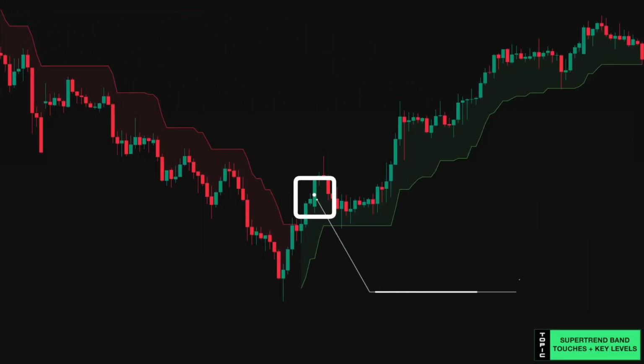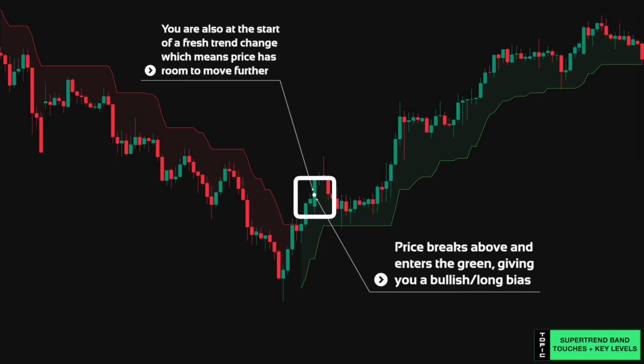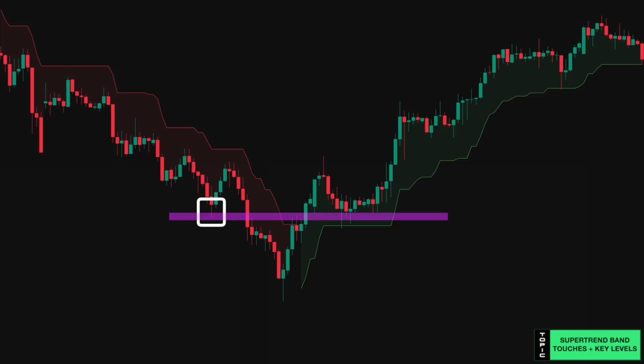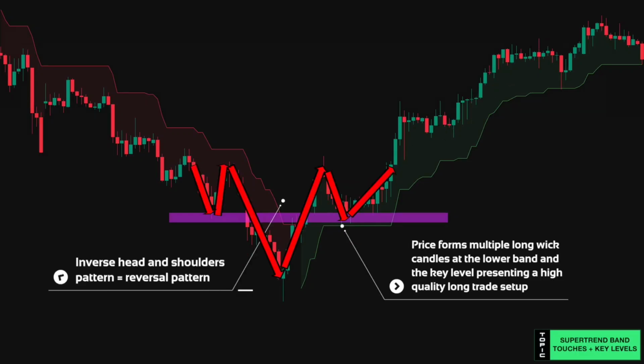Price breaks above and enters the green, giving you a bullish bias. And you are also at the start of a fresh trend change, which means price has room to move further. This reversal point gives you a key level. Price pulls back and forms multiple long wick candles at the lower band and the key level, presenting a long trade setup. This is also an inverse head and shoulders pattern.